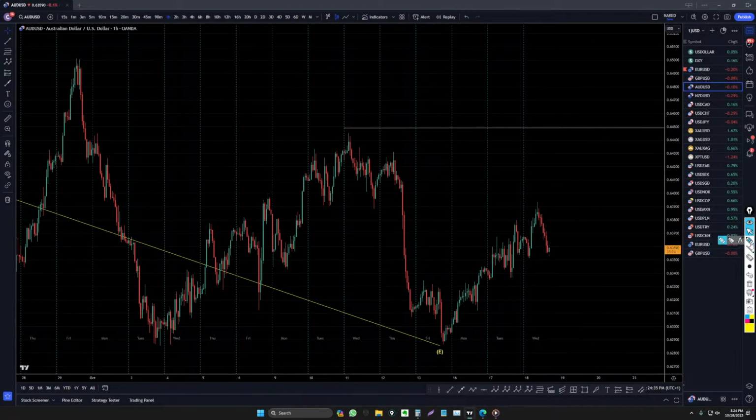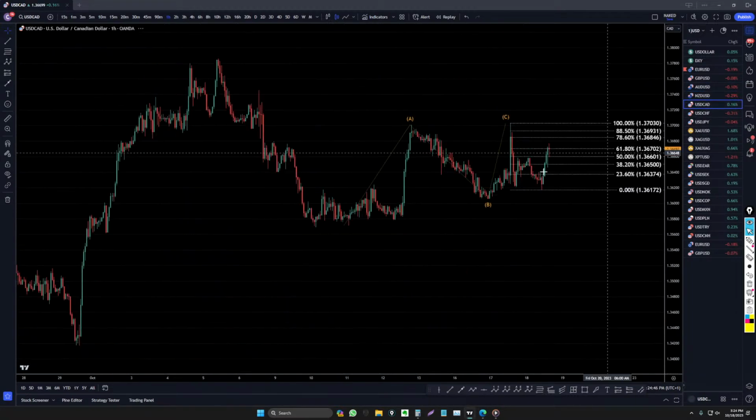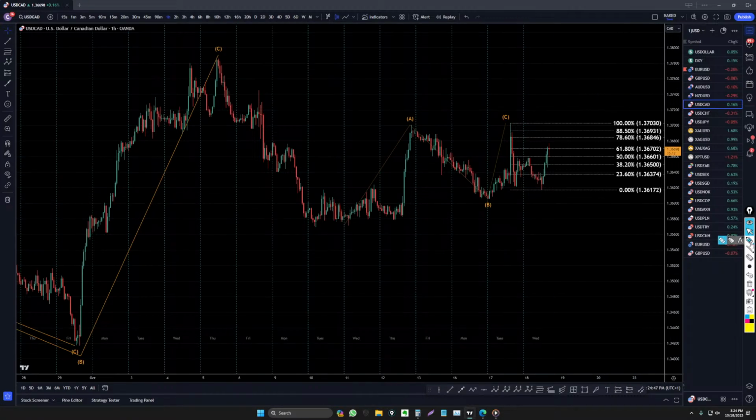The Aussie doesn't really look like that. The Aussie looks like it could go up, but the move up is going to be a correction to the move down. Kiwi, I would definitely not try to go long on that one. US dollar CAD, I would definitely try to go short on this if it went down. If it made an impulsive move down, I would for sure take that as the end of a correction and possibly the end of a wave 2. But I for sure would not try to go short.